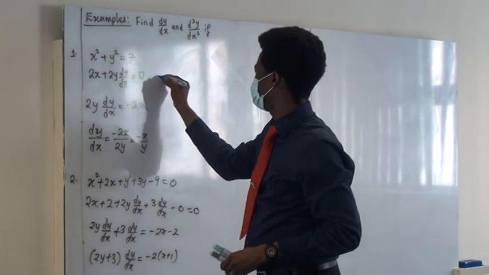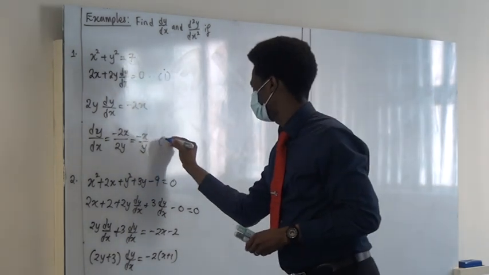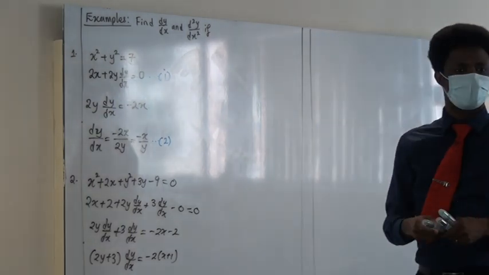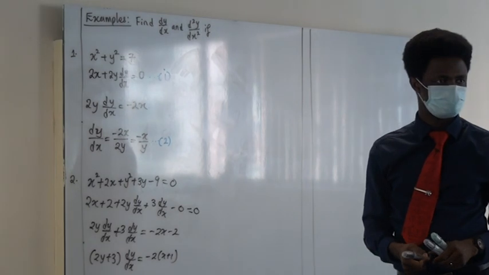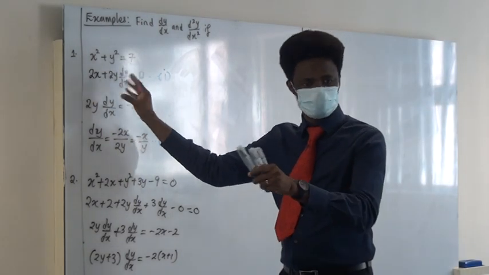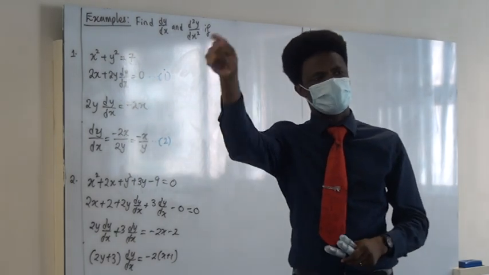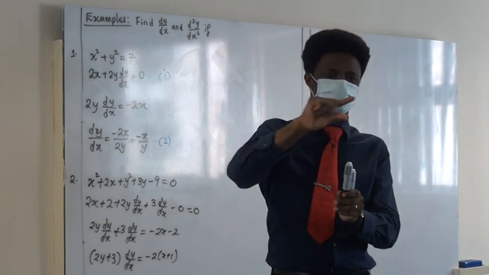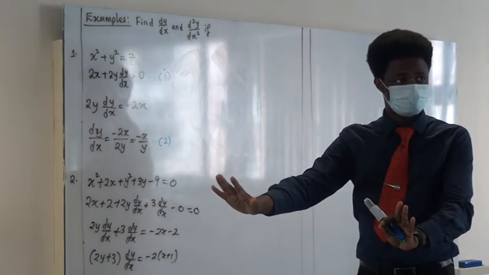This will be my equation 1. And this will be my equation 2. After I differentiated, I call it equation 1. Of course, if everything is out of place, you need to simplify. For example, if you have 2y times 3x times dy/dx, you need to write it as 6xy dy/dx first. Understand? Okay?